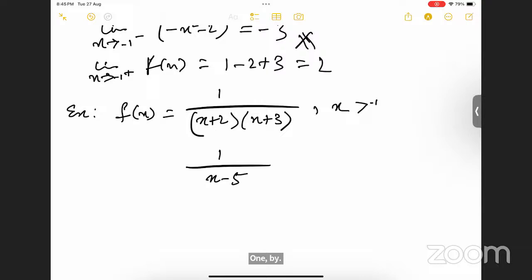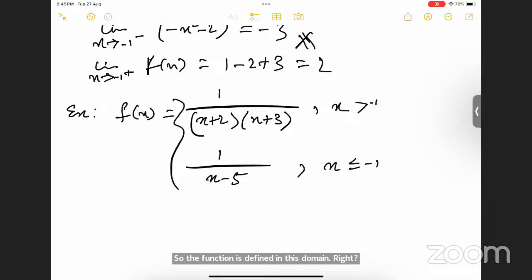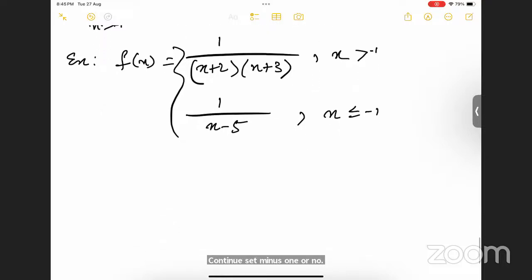Some x minus 4, suppose, and x is equal to minus 1. So the function is defined in this domain, right? Yes, ma'am, the function is defined. Okay, so we don't have any problem. So let us now check whether the function is continuous at minus 1 or not.